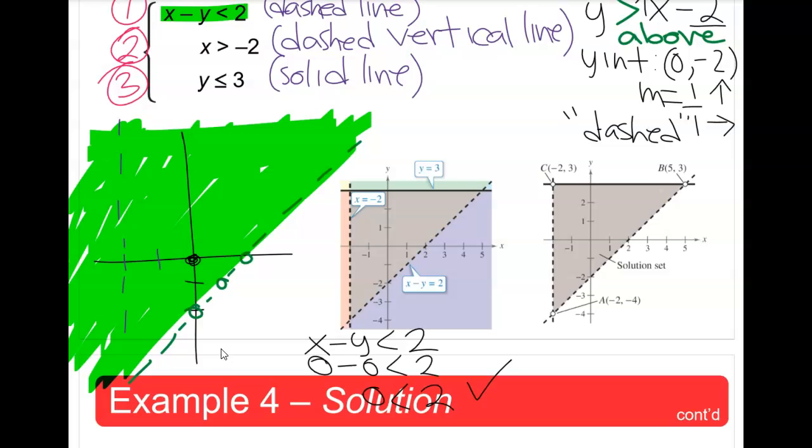And when you graph this on WebAssign, you do need to be careful and graph them. Make sure those lines are either solid or dash according to the inequality symbol. So after we do this, we say x greater than negative 2. So the numbers that are greater than negative 2 are on the right side of negative 2. So I'm going to shade the right side, the whole right side.